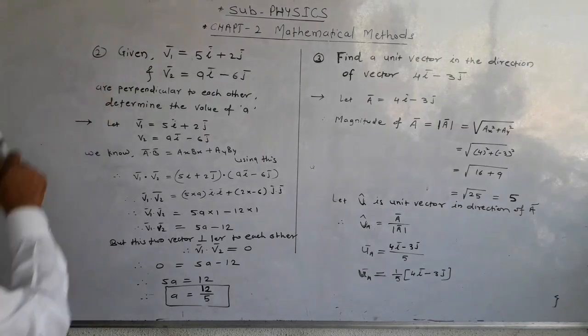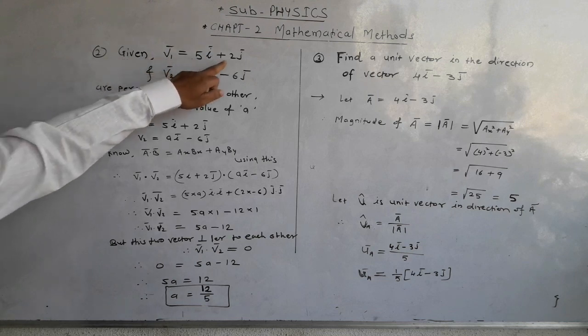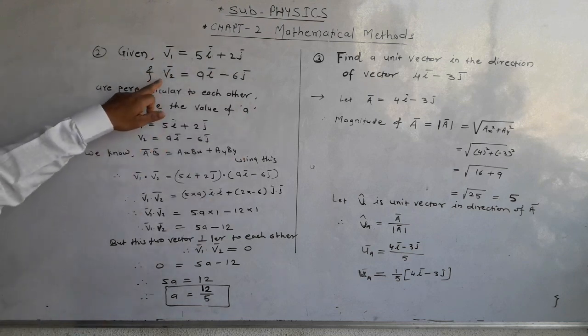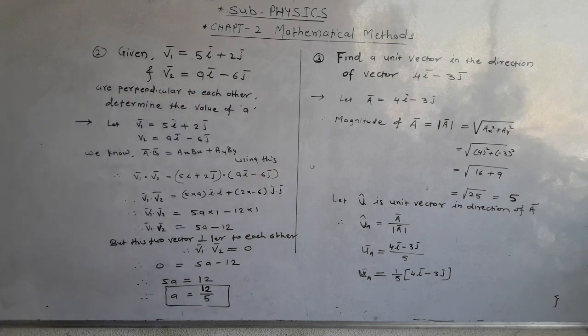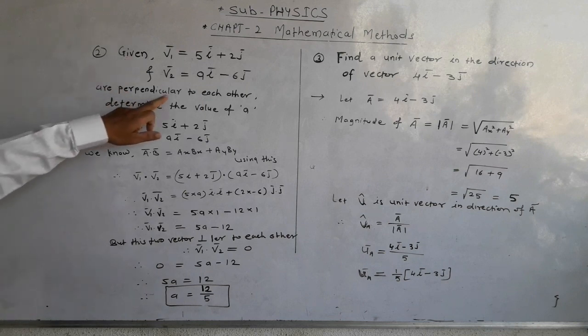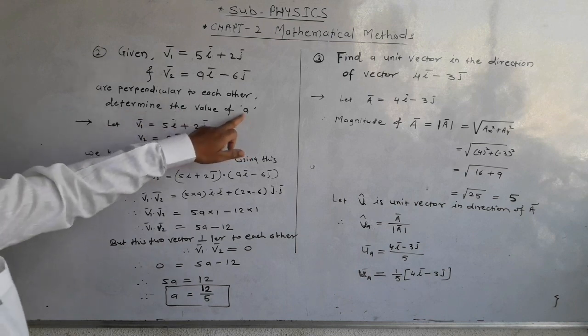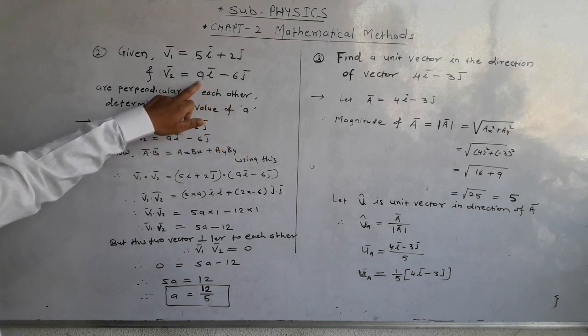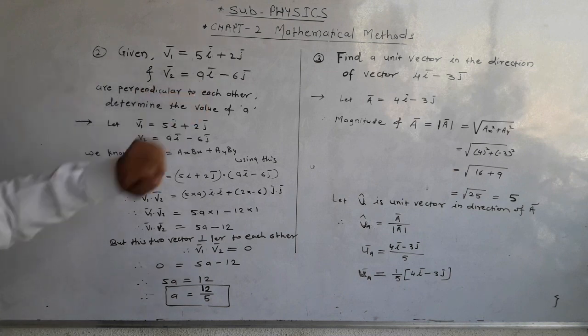Now I have to give the next problem. Here we are given V1 bar is equal to 5i plus 2j, and V2 bar is equal to ai minus 6j. These are the two vectors, and these two vectors are perpendicular to each other, and we have to find the value of the small a. This numerical is also very important because these two vectors are perpendicular to each other, and you have to find the value of a.